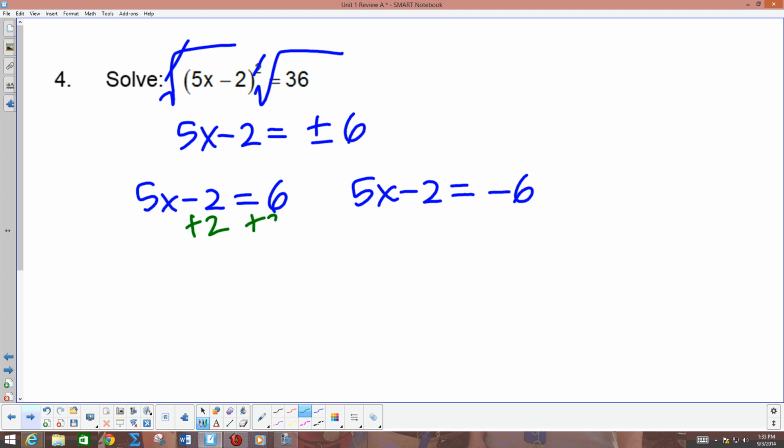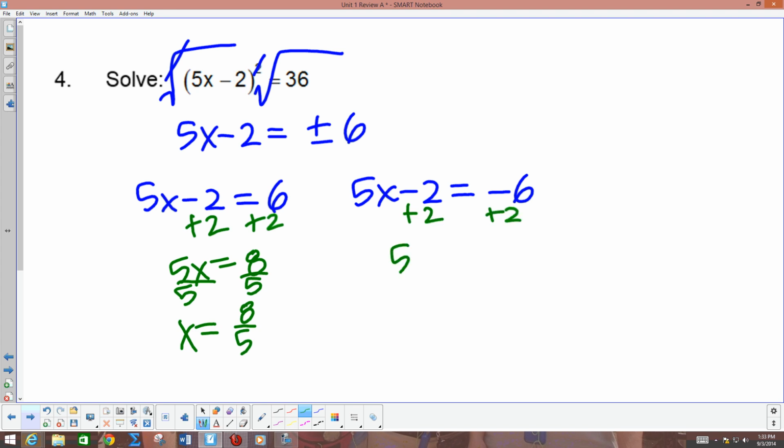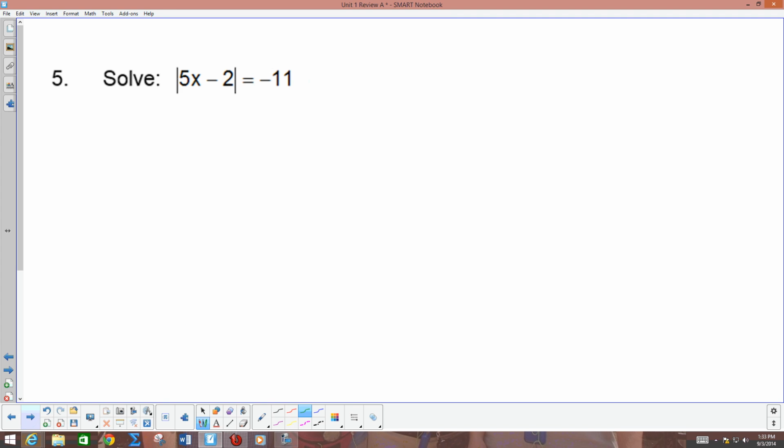So add 2, 5x is equal to 8, dividing by 5, dividing by 5, so x is equal to 8/5. Adding 2, 5x is equal to a negative 4, divide by 5, divide by 5, x is equal to a negative 4/5. So there we end up with our two answers again. Becomes quadratic.